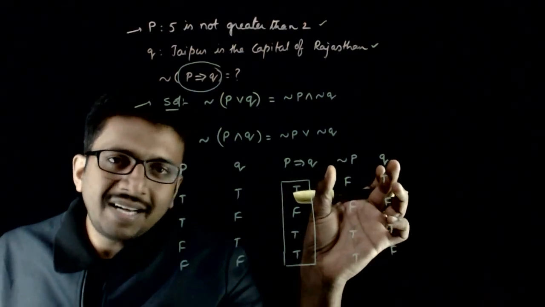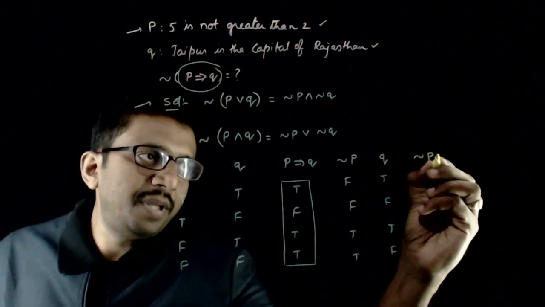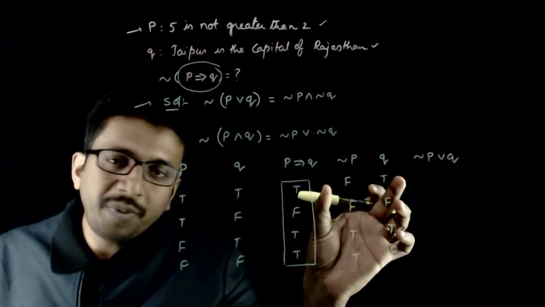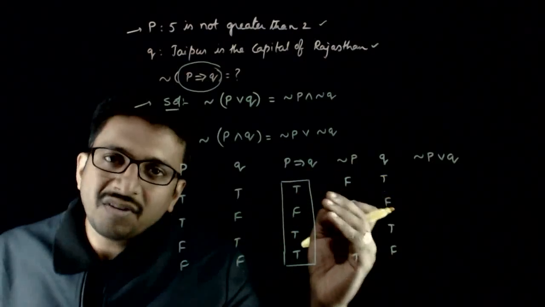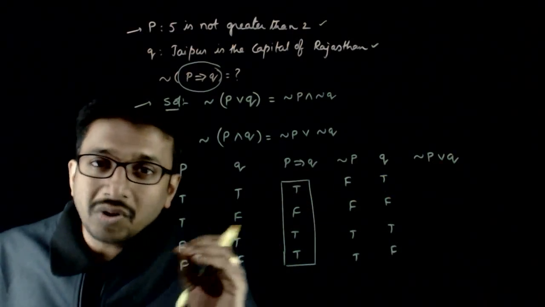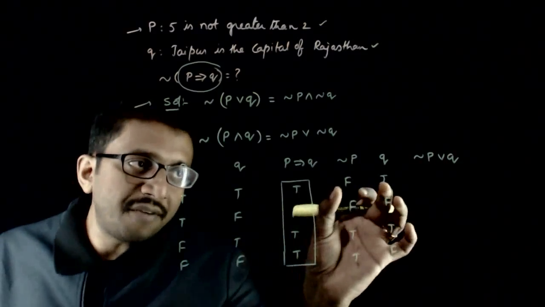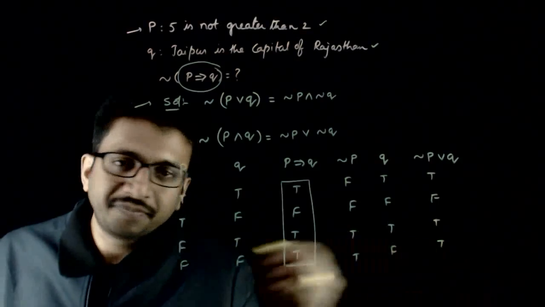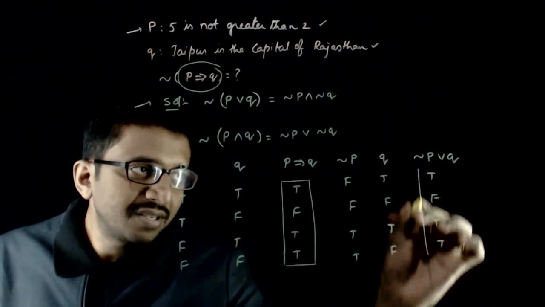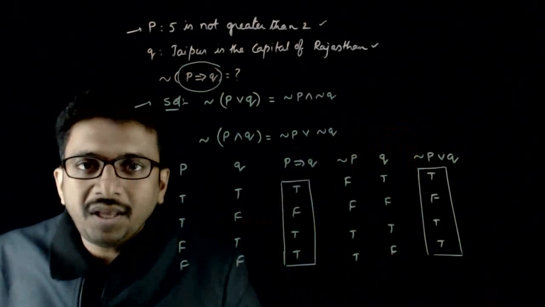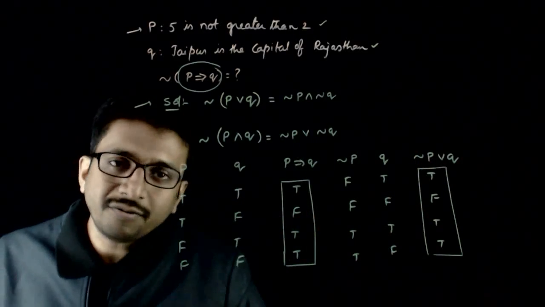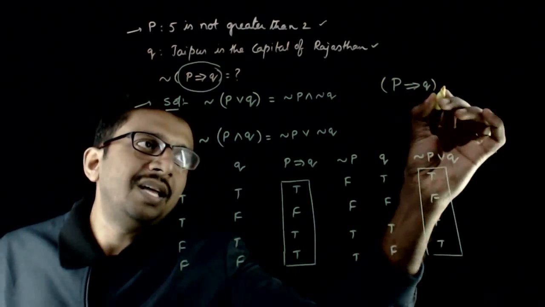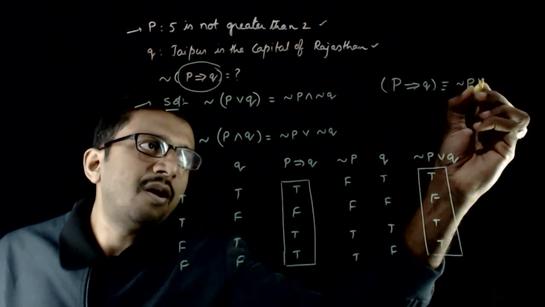Now let us take an OR of these two. What is not P or Q? What does OR do? If any one of the statements is true, OR will be true. If both the statements are false, OR will be false. So FT becomes T, FF becomes F, TT becomes T, TF becomes T. What you need to observe is that the truth values of not P or Q are exactly the same as the truth values of P implies Q. So can I say that P implies Q is equivalent to not P or Q?